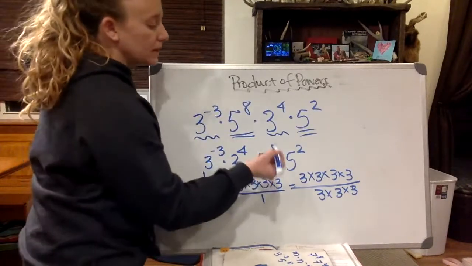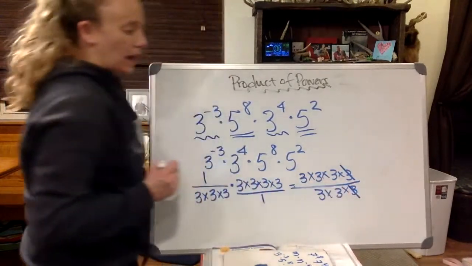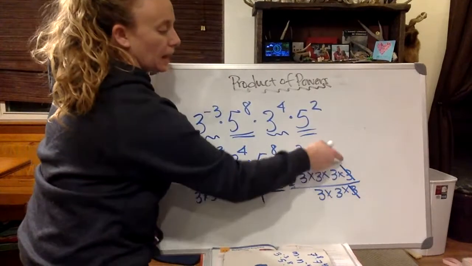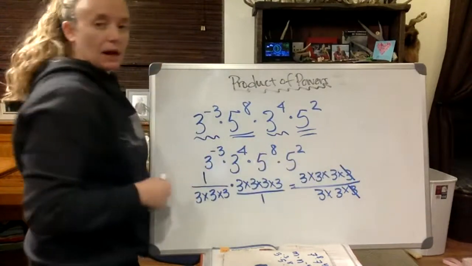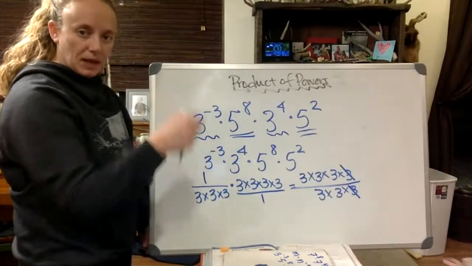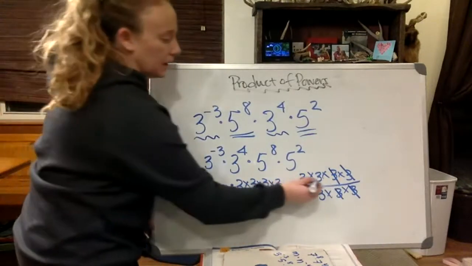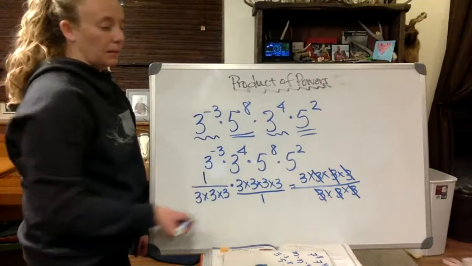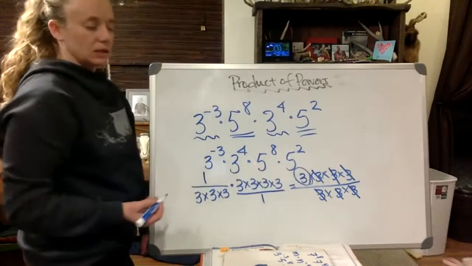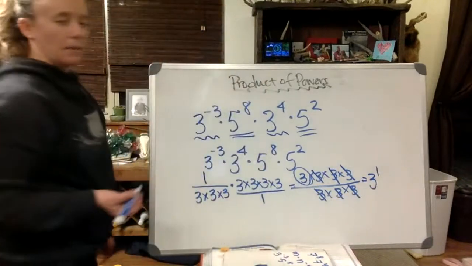To simplify this in a more progressive way, I can take off the 3's on the top that align with each other. So these 3's have a pair from the top and the bottom. These 3's have a pair from the top and the bottom. These 3's have a pair from the top and the bottom. All that's left without a pair is this 3. So I have 3 to the first power.